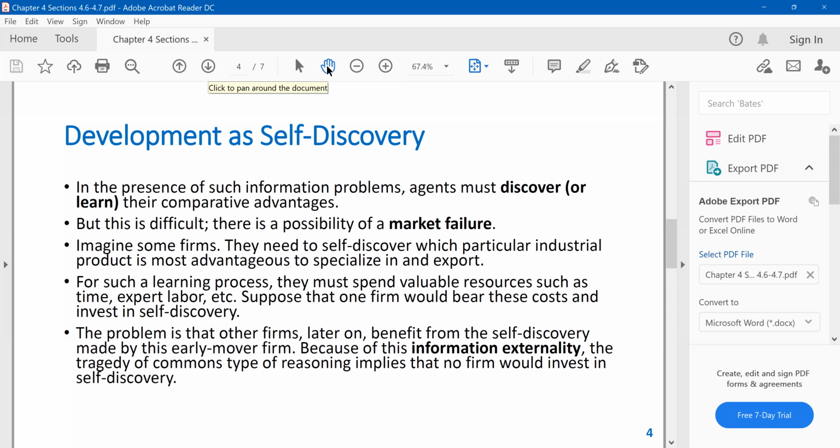But now these firms have to self-discover their comparative advantages. So there's a market failure. Why? Because some of the firms, if they want to be first movers to discover these comparative advantages, then they have to pay the costs.